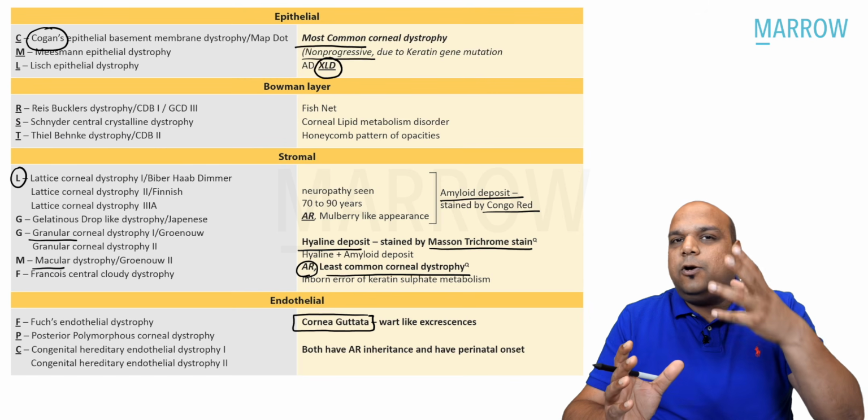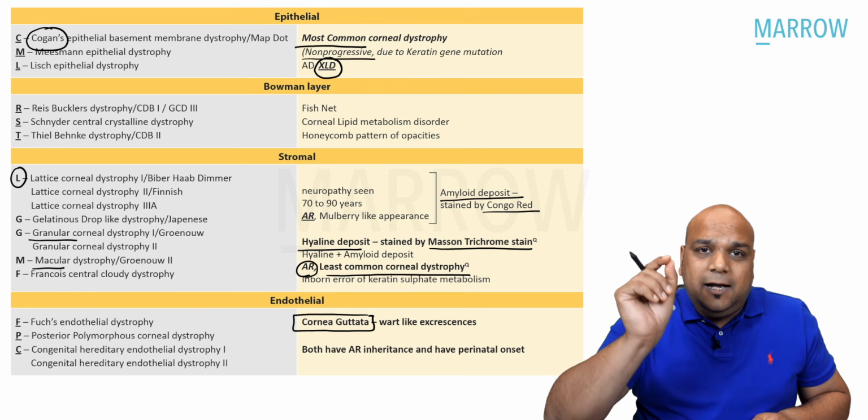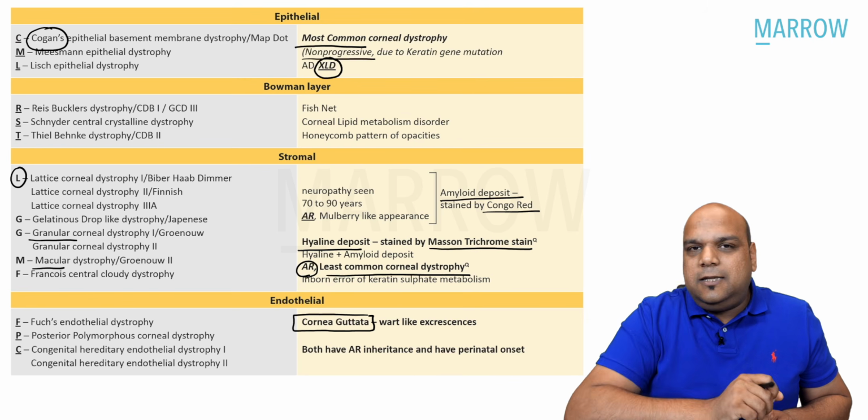It is a topic which has lots of names. That way, this has been given to you in a tabular form so that you don't make mistakes, and a keyword can help you reach the diagnosis in a question.